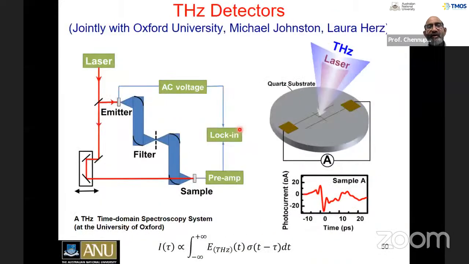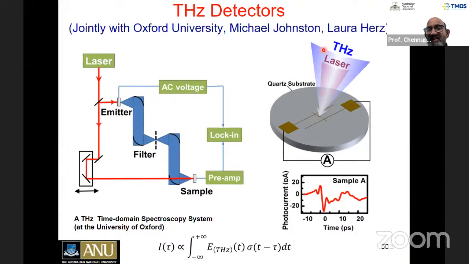This is joint work with Professor Michael Johnston and Professor Laura Herz at Oxford University. We have been working with them for a long time. There's also the work of my student Kun Pang, who is now a postdoctoral fellow at Oxford. So really what she does is take one of these nanowires and make electrical contacts using electron beam lithography after transferring it onto a quartz substrate, because quartz is transparent to terahertz radiation.